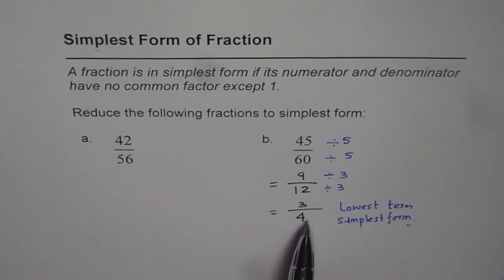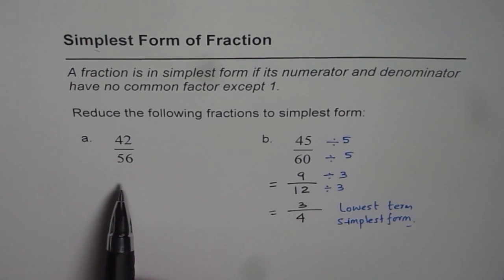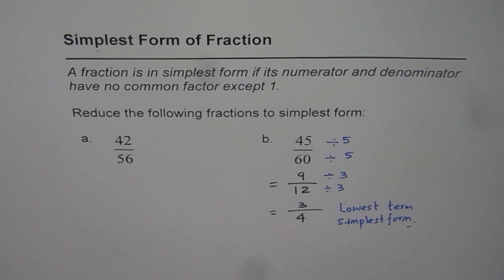Now do the same. What I mean to say is, reduce 42 over 56 to its simplest form by repeatedly dividing it by their common factors. For example, both are even, you can start with 2. You can also divide them by 4 at times if possible, right? In this case, probably you can't divide 42 by 4. But you can look for other common factors and divide repeatedly so that you reduce the given fraction to its simplest form. So that is the strategy. I hope you appreciate it.